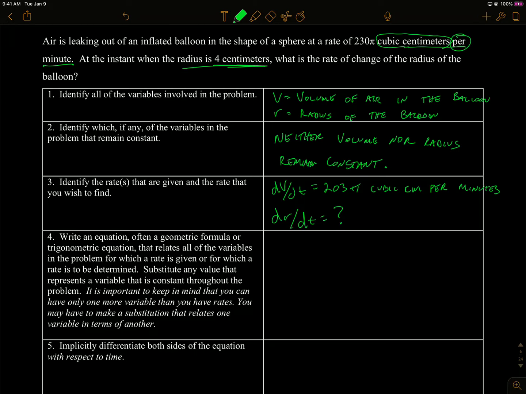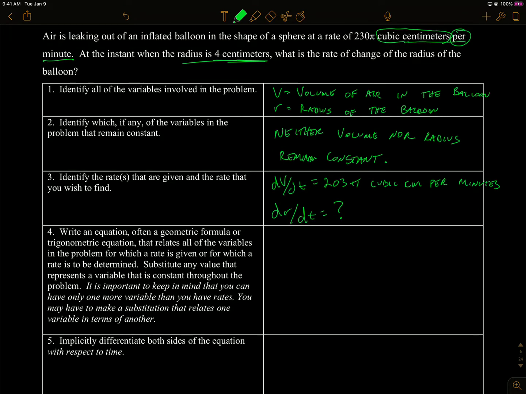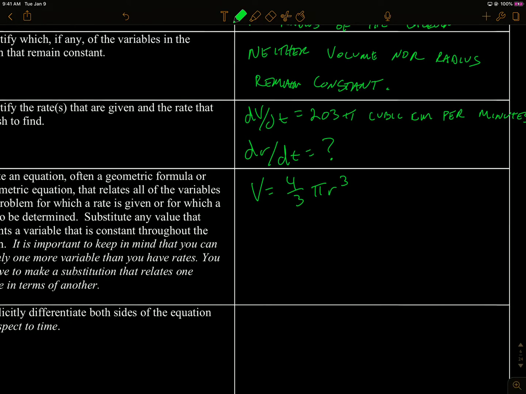This is why the equation we know for this is not good enough. Step 4 says write an equation, often a geometric formula or trigonometric equation, that relates all the variables in the problem. We're talking about the volume of a balloon here, the volume of a sphere. So we're going to use that formula. Remember what our goal is here. We're trying to find the rate of change of the radius.